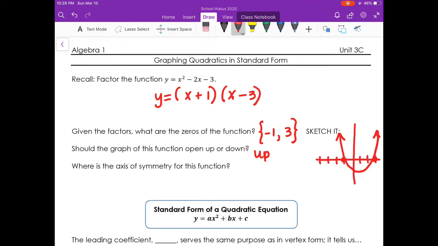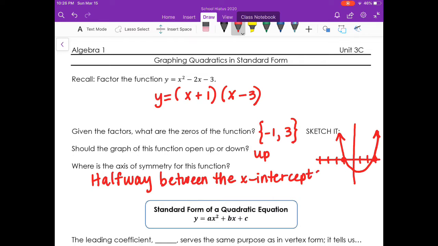X plus 1 equals 0. We would subtract 1 from both sides to get negative 1. And we would add 3 to both sides to get positive 3. It opens up because the leading coefficient is positive 1. And we did a little sketch where we showed the zeros on the x-axis and a parabola opening upward.